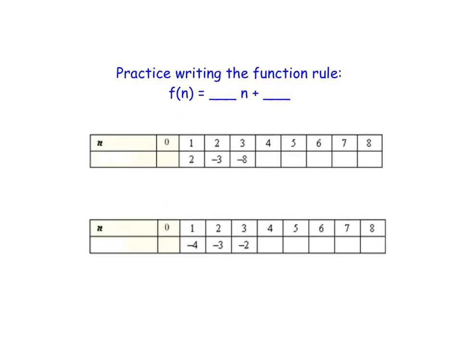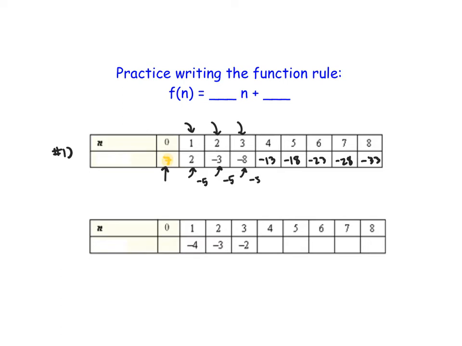Okay, here let's practice writing a couple function rules. Looking at example 1, my first term of the sequence is 2, second term is -3, third term is -8. Can you see a common difference? It looks like each time we're subtracting 5. So if I subtract 5, I should get -13, -18, -23, -28, -33. Now to get the 0th term, I would have to add 5 to go back, which would give me a +7.